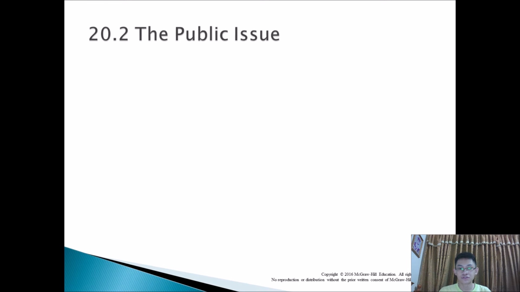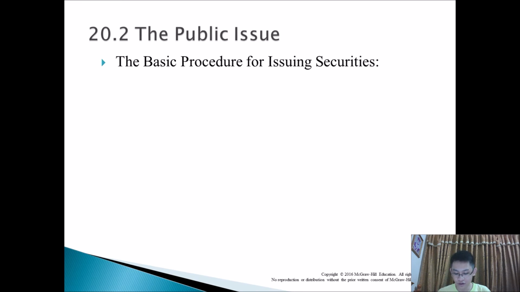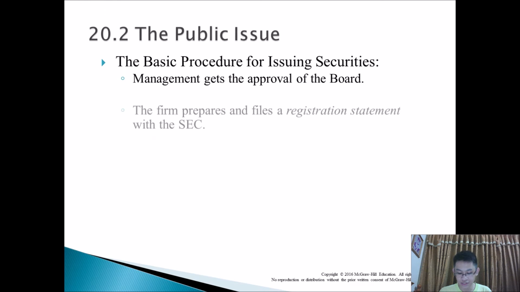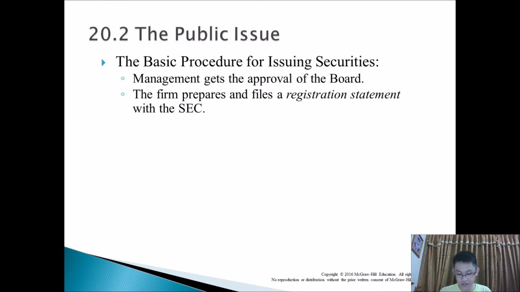The part of 20.2 is public issues. If a firm wishes to attract a large set of investors, it will issue public securities. So, the basic steps for a firm issuing securities are: first, the management must get approval from the board of directors. Then they will prepare a registration statement and file it with the SEC.